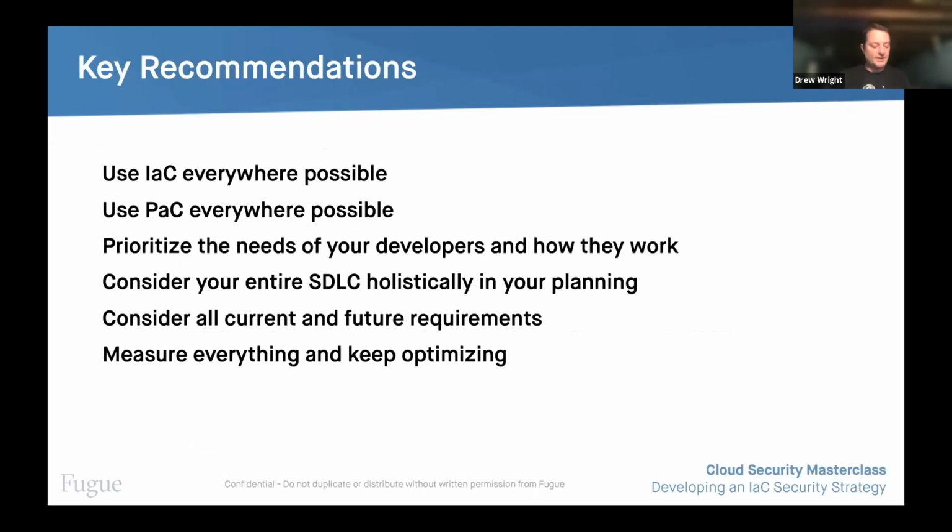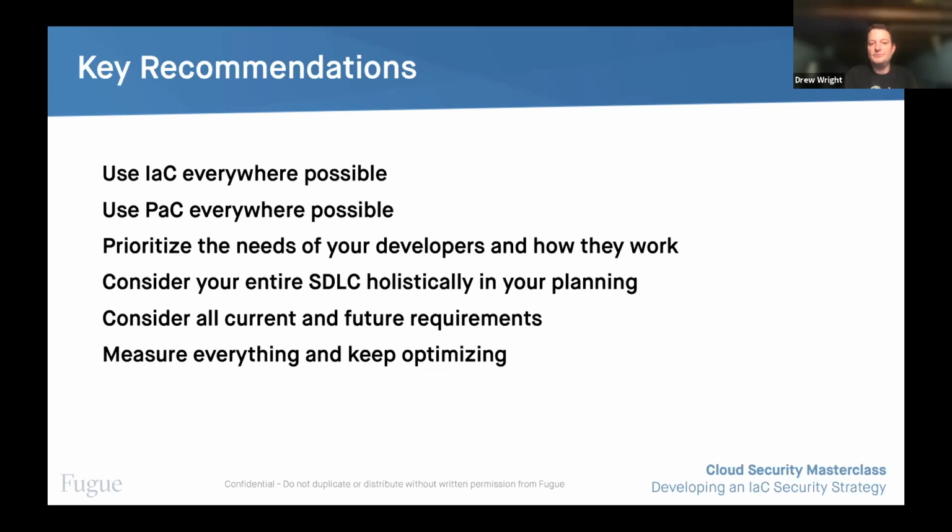A couple of key recommendations, and I know we're a little over time, so I'll zoom through this. First, use infrastructure as code everywhere possible. If you have certain environments with no IaC in place, or just some IaC, try to get as much of that into IaC as possible. If you have IaC, you can evaluate it. If you're only operating in the console, that becomes very, very difficult. Obviously, you want to use policy as code everywhere that you can.